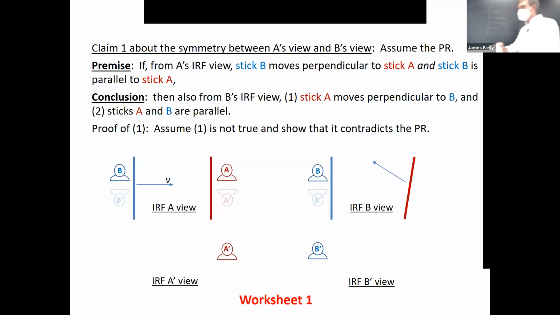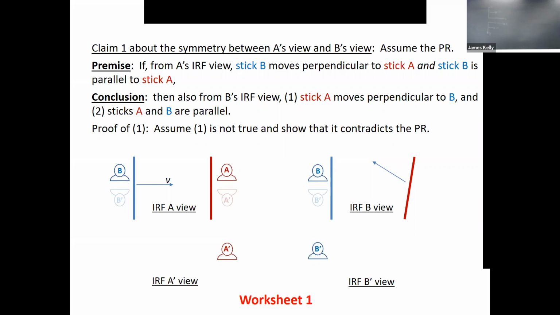There's not a whole lot of calculation. It's mostly a drawing. And then I want you to think carefully. The hard part is thinking carefully about why your drawing, together with the original drawings, shows that there's a violation of the principle of relativity.